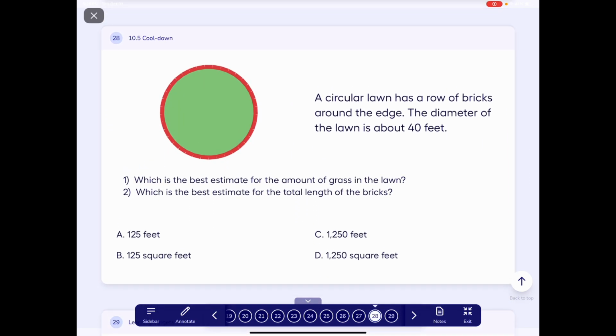A circular lawn has a row of bricks around the edge. The diameter of the lawn is about 40 feet. Which is the best estimate for the amount of grass in the lawn? Which is the best estimate for the total length of the bricks? Pause the video and try this problem yourself.